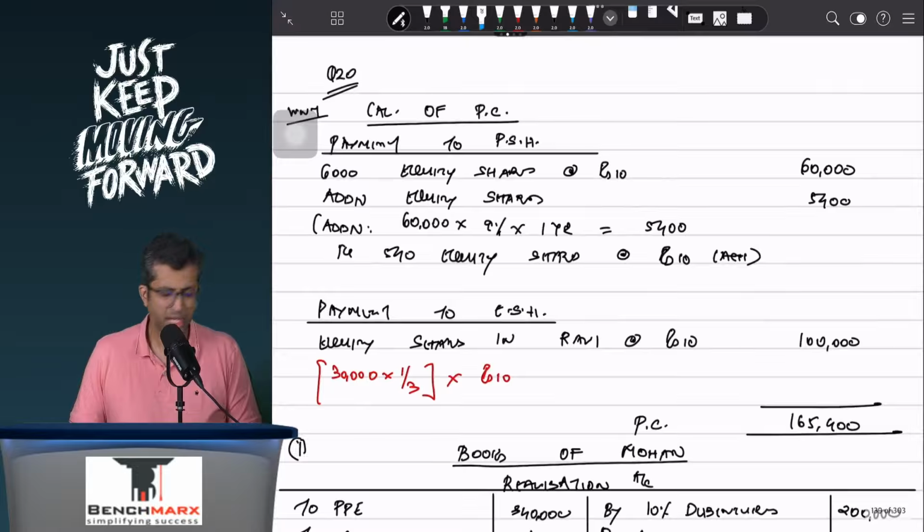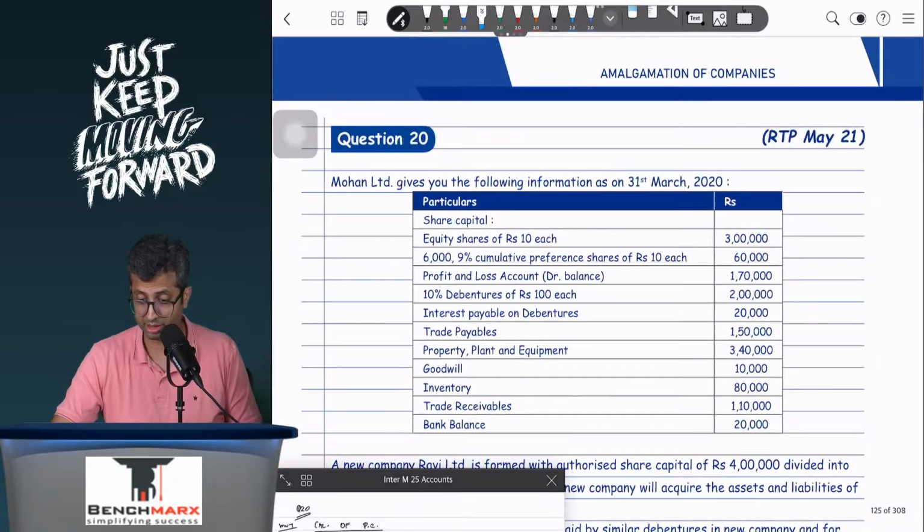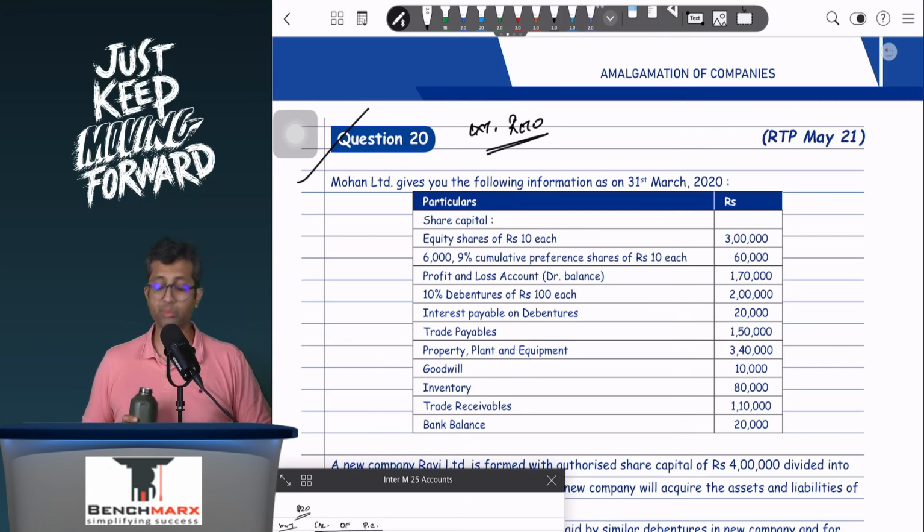Okay, so the last question now finally would be the question of 20, which is on external reconstruction. Now in external reconstruction, what happens is one company closes and we are reorganizing, and a new company is formed to acquire the reorganized business. So question number 20 pertains to external reconstruction.